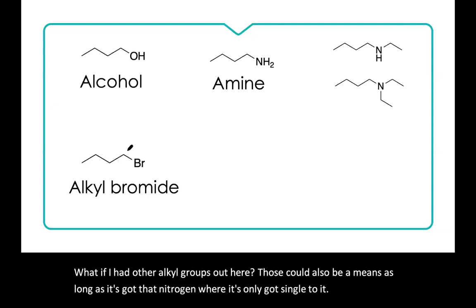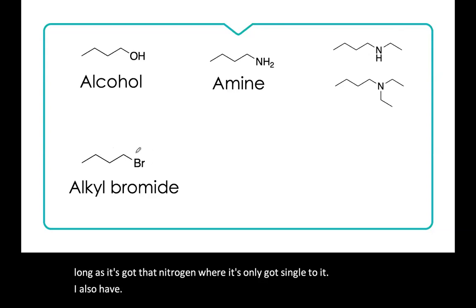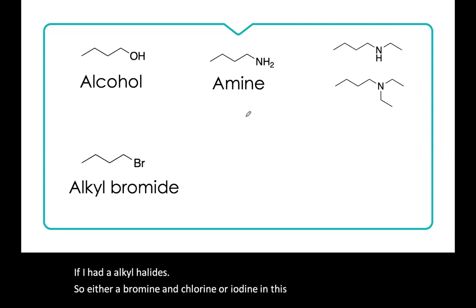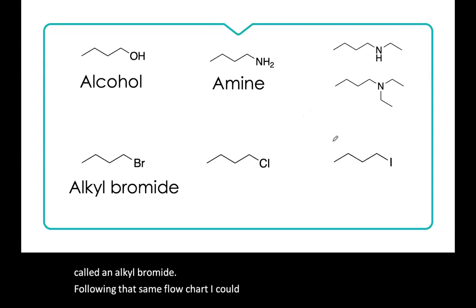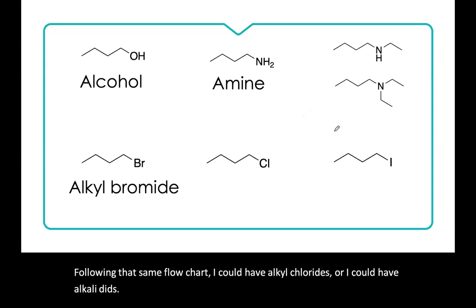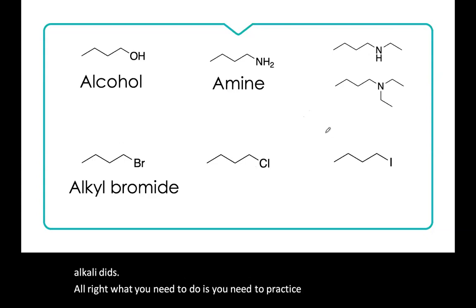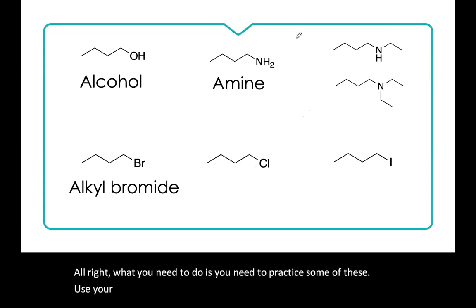I also have, if I had an alkyl halide, so either a bromine, a chlorine, or iodine. In this case, this molecule is called an alkyl bromide. Following that same flow chart, I could have alkyl chlorides or I could have alkyl iodides. All right, well, what you need to do is you need to practice some of these. Use your flow chart. That's the best thing that you can do.